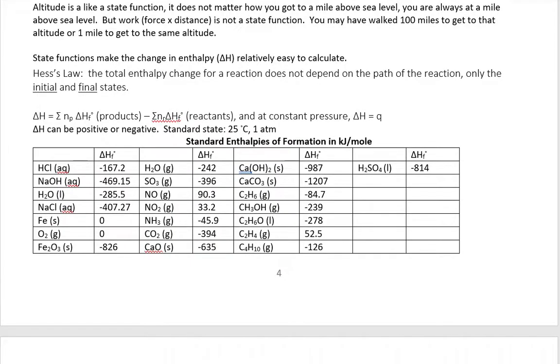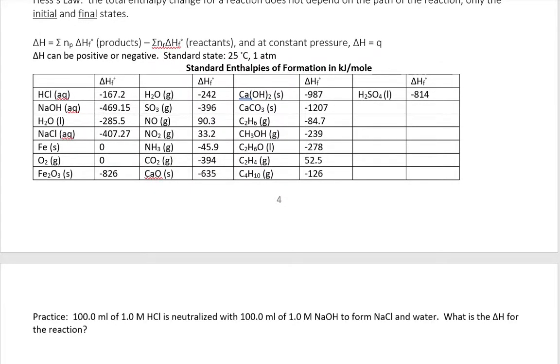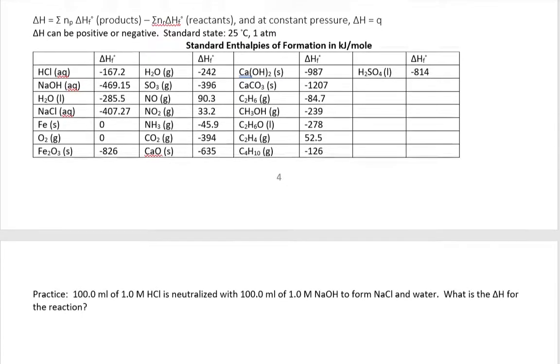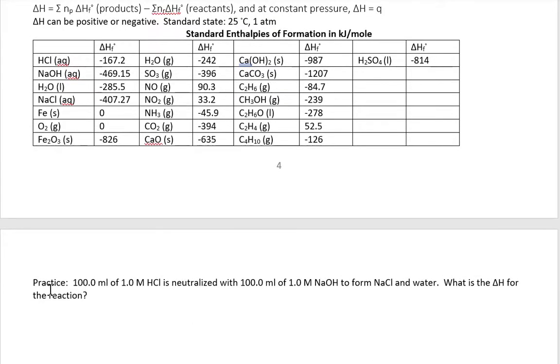All right, let's calculate the change in enthalpy based on the enthalpies of formation for our calorimetry experiment. So we're keeping everything the same that we had. You're still going to have your 100 mils of 1 molar hydrochloric acid, and you're going to neutralize it with 100 mils of 1 molar sodium hydroxide, and you're going to form sodium chloride and water. And we want to know what is the change in enthalpy for that reaction. Well, let's have a look at that.